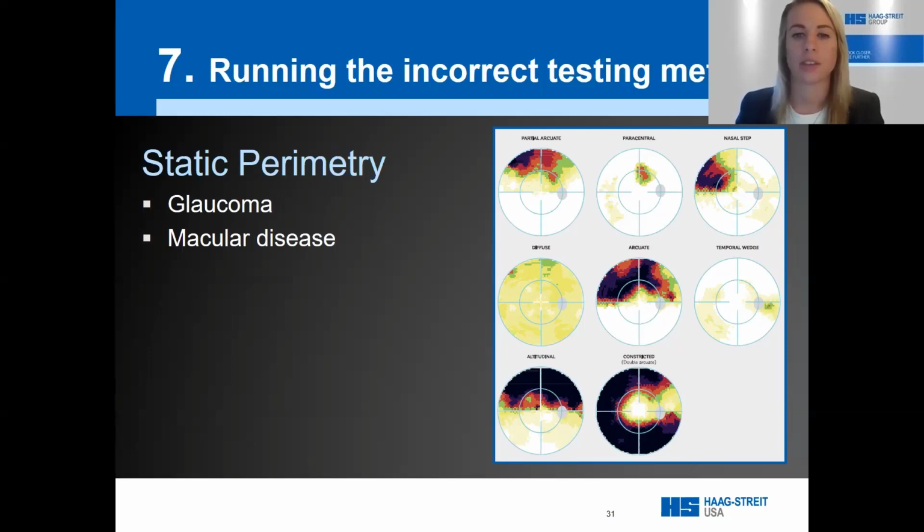Visual field loss in glaucoma can be quite slow, which is why we must use the most sensitive method possible that allows progression analysis. The same theory applies for macular disease.